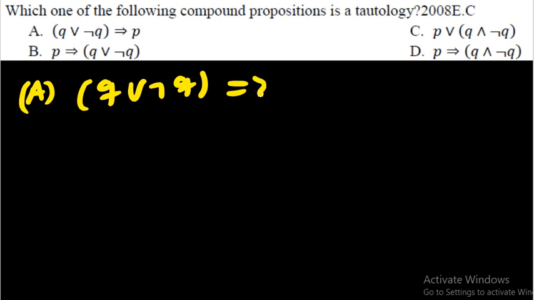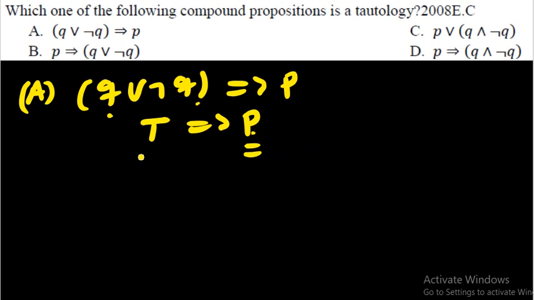Next, which one of the following compound propositions is a tautology? Choice A is Q or negation Q implies P. Q or negation Q, you know it is true. True implies P. We don't know about P. If P is true, it will be always true. If P is false, it will be false. So we cannot say it's a tautology.